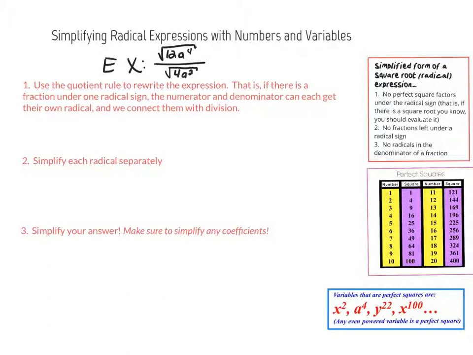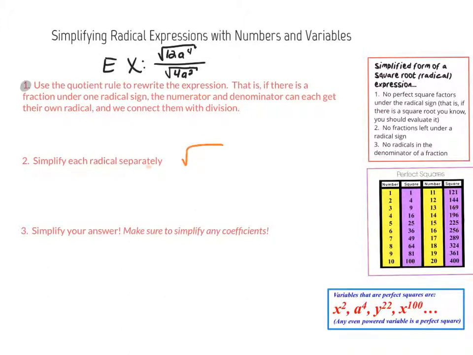Now, when we look at this example, we see we have two radicals in a fraction. So in other words, it's already been split up for us. So we actually don't need to do too much here in step number 1 because the top already has its own radical and the bottom already has its own radical. So we're going to just move on to simplifying each radical individually. So I'm going to copy the problem here.